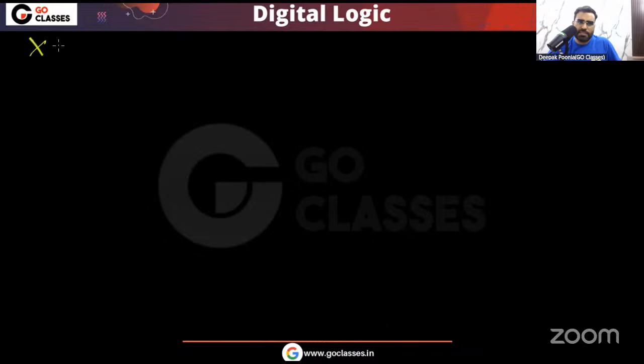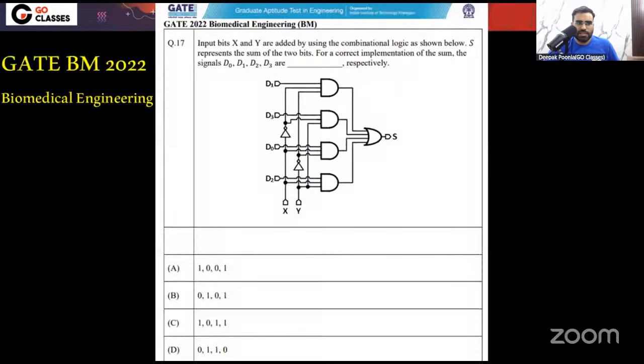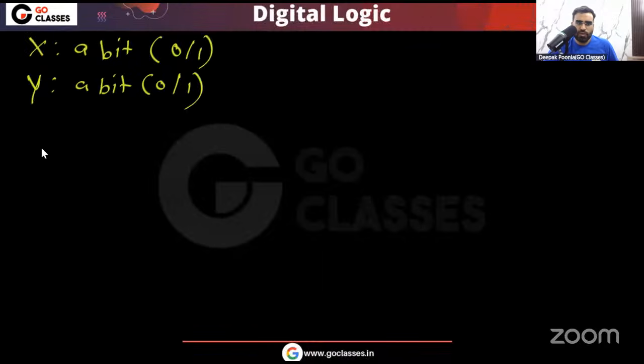So here you can see X is a bit, which means either it is 0 or it is 1. Y is a bit means it is either 0 or it is 1. This is given to you in the question. This is the first thing to understand. Now let's see the second thing. The second thing is we are doing their addition. Okay, so let's do the addition.